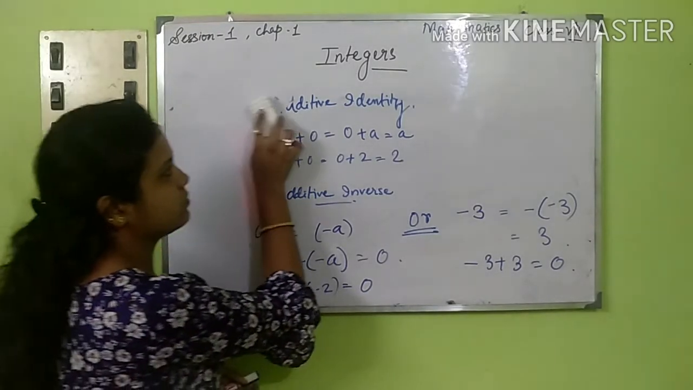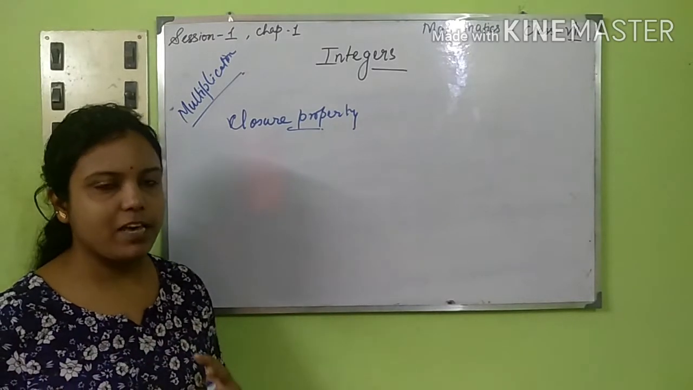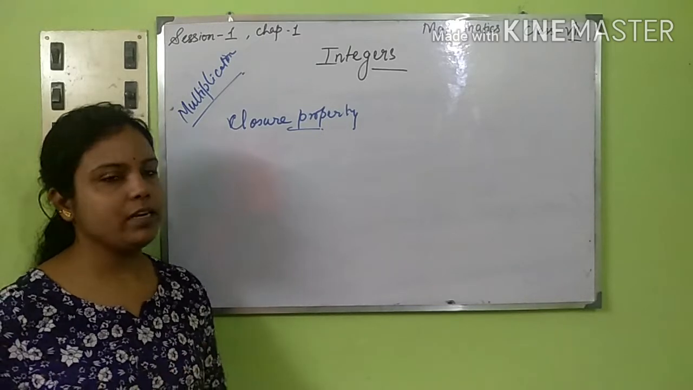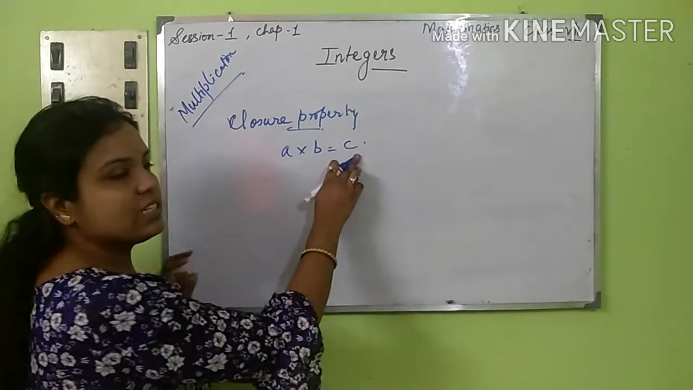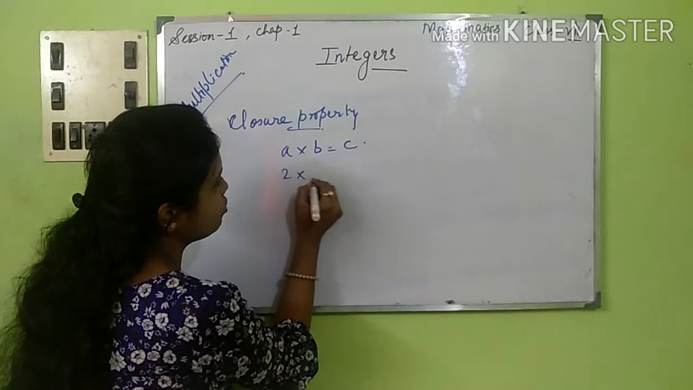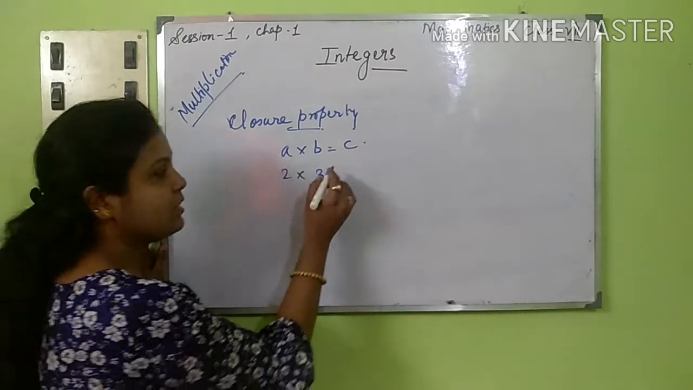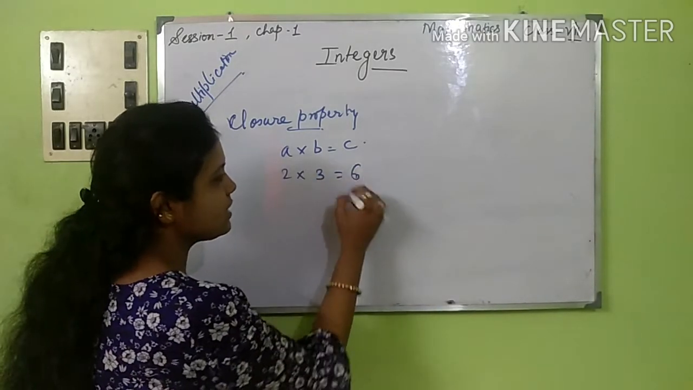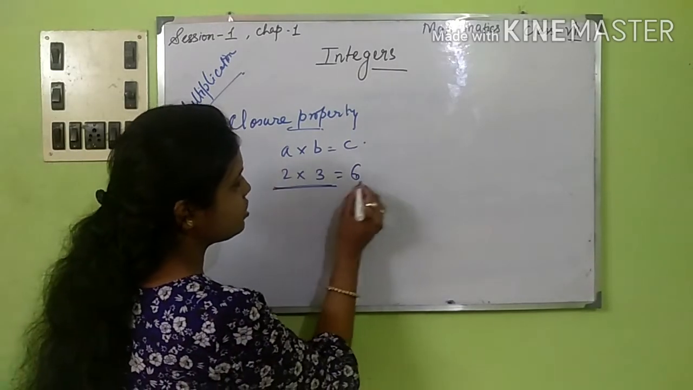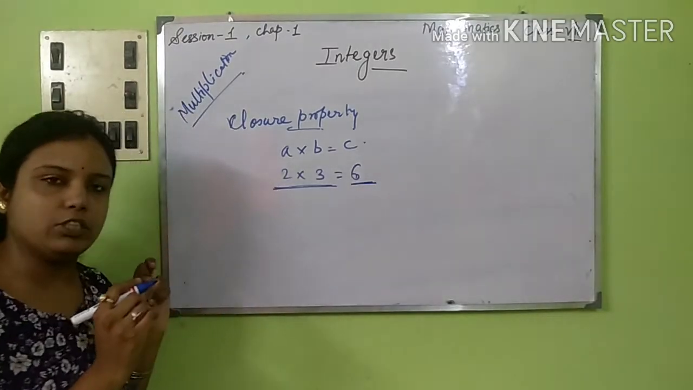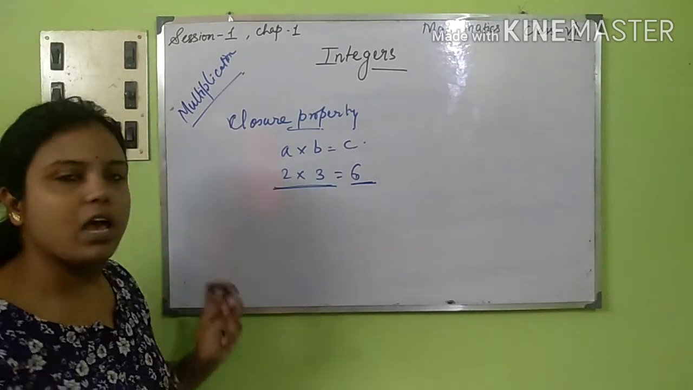Let's have a look. Now, for the closure property, same thing. Two integers are given to you, a and b. If you multiply, you will get the result, which is also an integer. For example, a into b is equal to c. Suppose a and b are integers, c will also be an integer. 2 into 3 is an example. Suppose a is 2 and b is 3. You multiply these two, you will get 6, right? So 6 is also an integer. If these two are integers, the result will also be an integer. So this was the closure property. As you can understand, the closure property holds for multiplication.